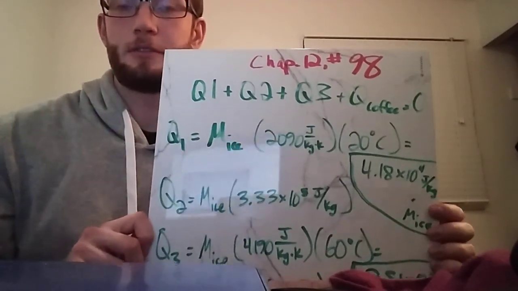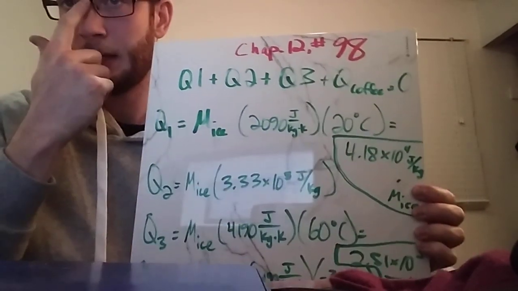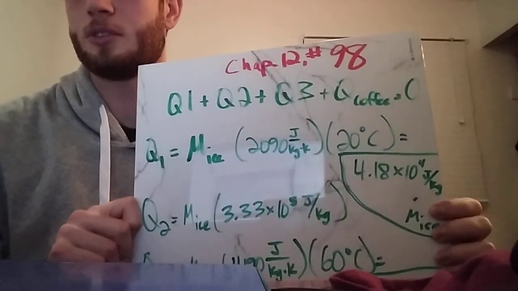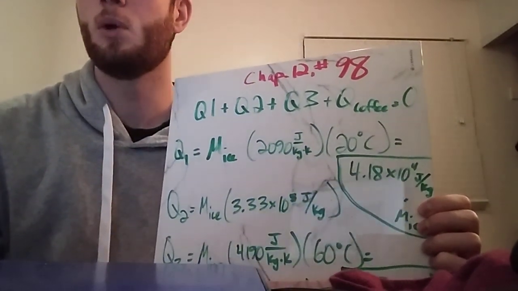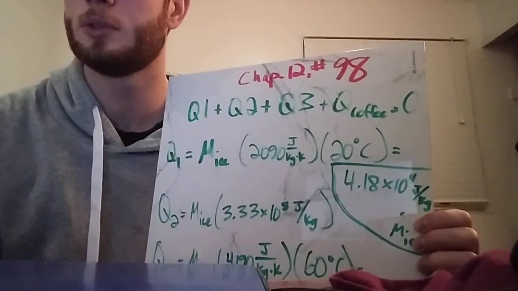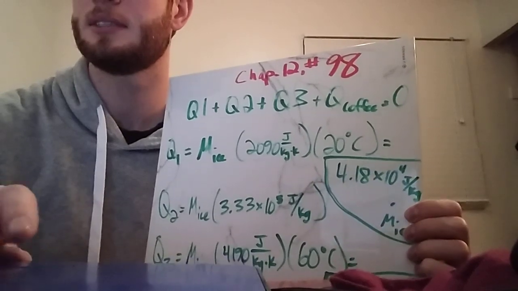Hi, this is an explanation for problem 98 from chapter 12. So this problem reads, your 300 milliliter cup of coffee is too hot to drink when served at 90 degrees Celsius. What is the mass of an ice cube taken from a negative 20 degrees Celsius freezer that will cool your coffee to a pleasant 60 degrees Celsius?